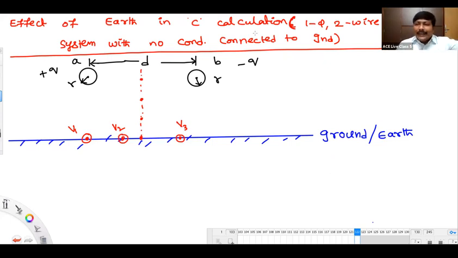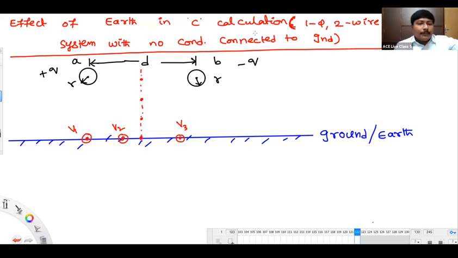For example, if I take one conducting body, assume that this is a conducting body. Ground is treated as a common reference plane or a conducting body, basically speaking. If I apply some voltage V to this one, then if I measure voltage at any point on the surface, it will remain the same.